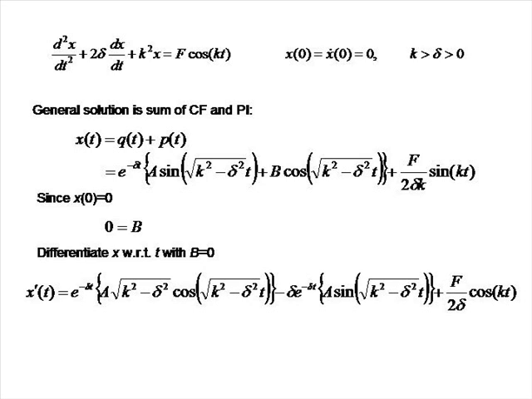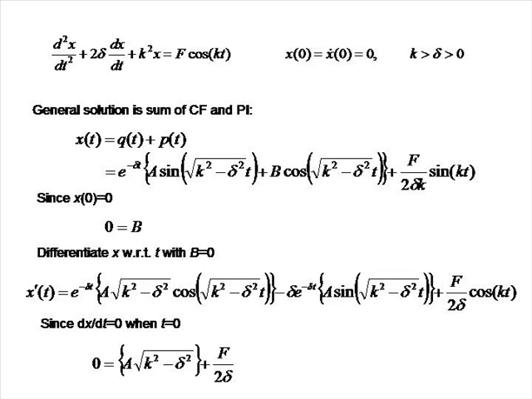So now let's apply the given initial data that dx by dt is 0 when t is 0. So again we notice we have an e to the minus delta t and a couple of cosine terms actually, all shown in red. Well, when t is 0, each of these terms circled red must take a value 1. Similarly, when t is equal to 0, the sine term circled here must take a value 0. So when we make those substitutions and set dx by dt to be 0, we see that we have 0 is equal to a times the square root of k squared minus delta squared plus f over 2 delta, and of course this rearranges to give capital A as minus f over 2 delta square root k squared minus delta squared.